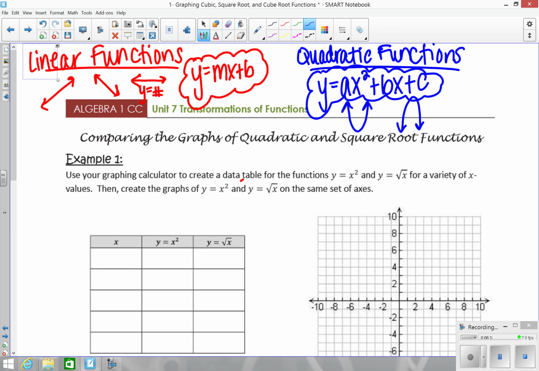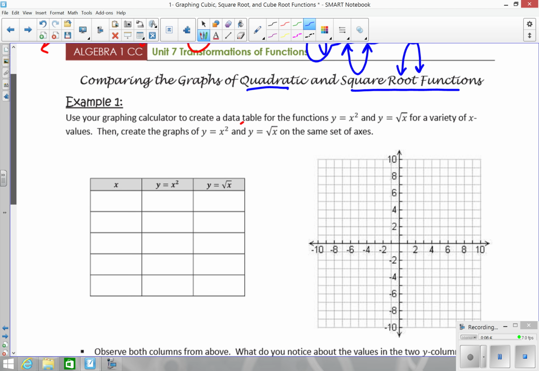So now what we're going to do is compare quadratic functions with square root functions. We already know what a quadratic function looks like. It's either going to be a smiley face or a sad face depending on that leading coefficient. But now we're going to look at the function that undoes squaring something, the square root function. So how does that compare to the graph of a quadratic, the graph of a parabola? Let's go ahead and fill in this table here.